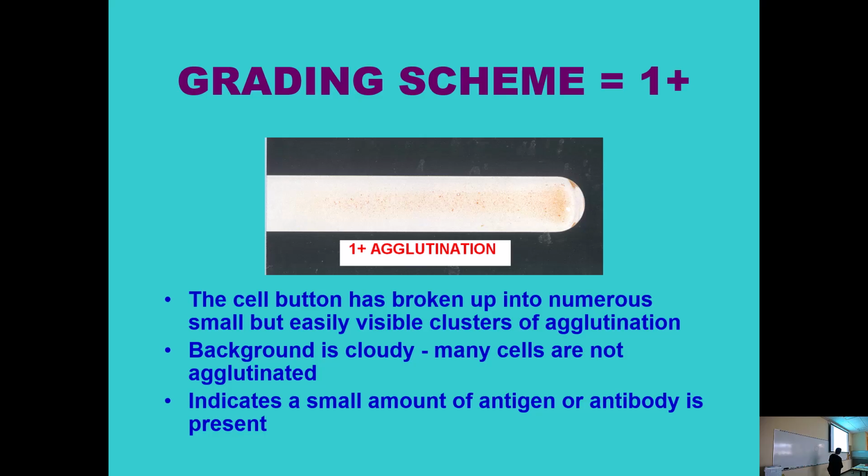1+, the cell button is broken up into numerous small but easily visible clusters, and your background is cloudy. You can't see it really well here, but when you're looking at them, you'll see your background is cloudy with all the individual cells with a couple of tiny little specks of darker cell in it.